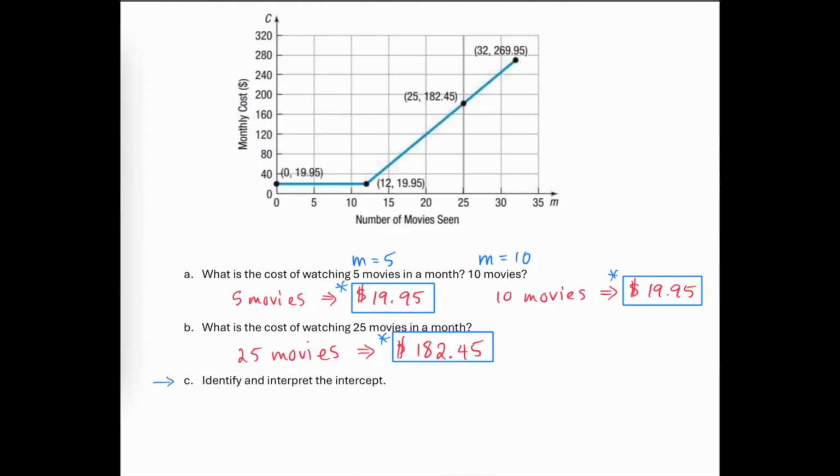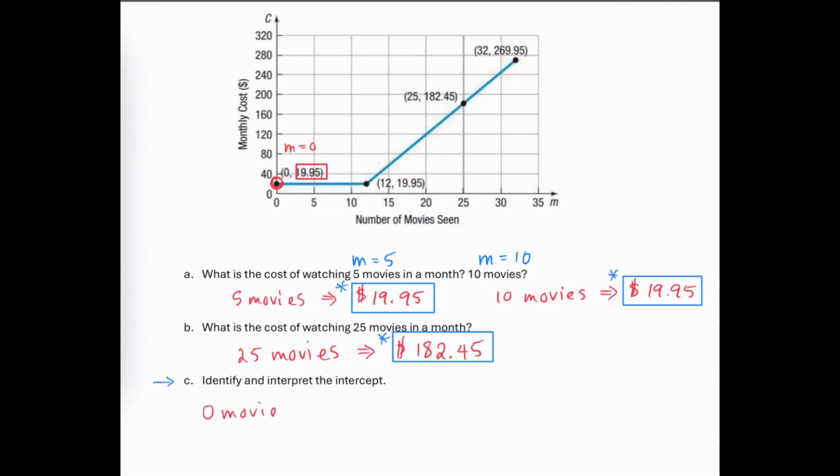In Part C, we're asked to identify and interpret the intercept. Well, there is no intercept on the horizontal axis, and the only intercept that we see is here on this vertical axis. So the ordered pair that is the intercept tells us that the M value, or the number of movies seen, is 0, and that corresponds with the cost of $19.95.